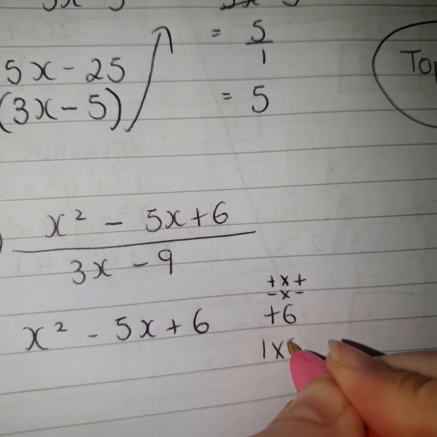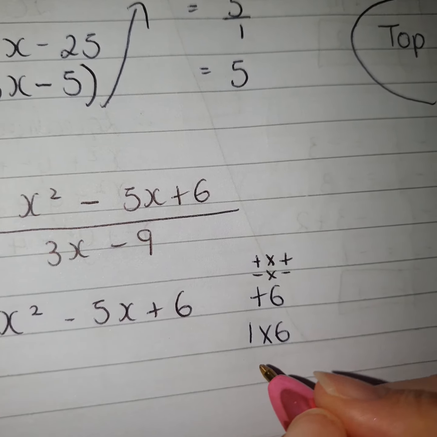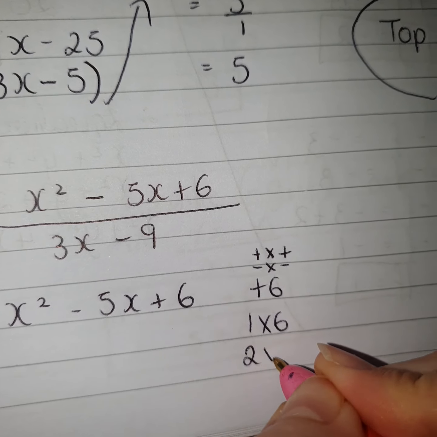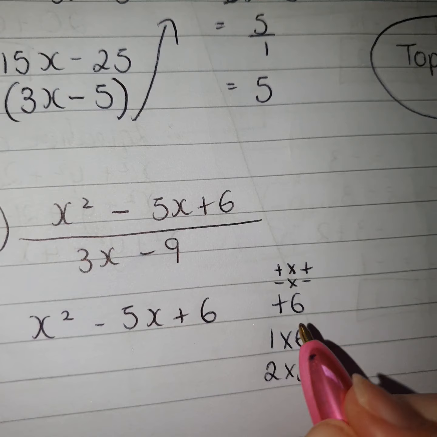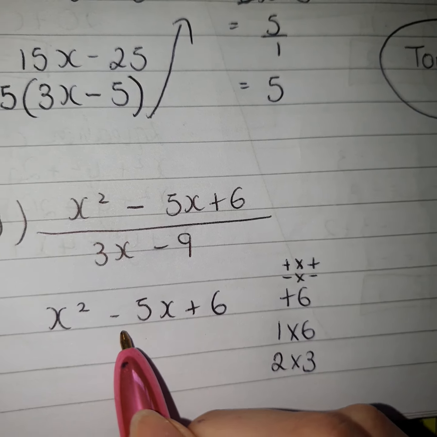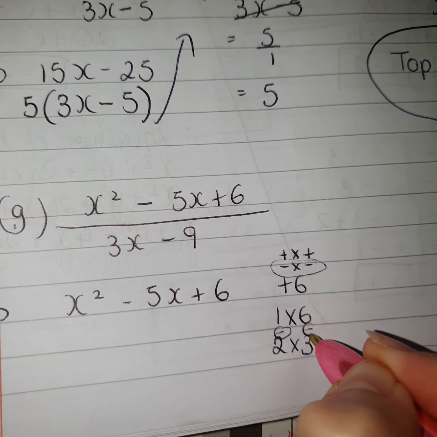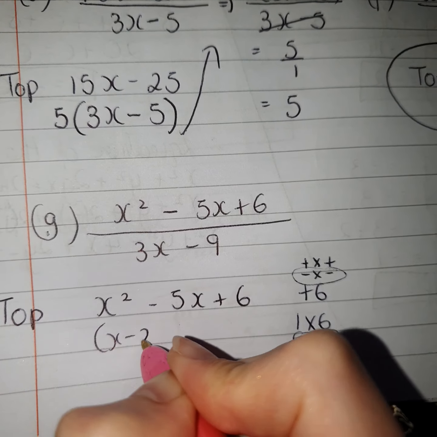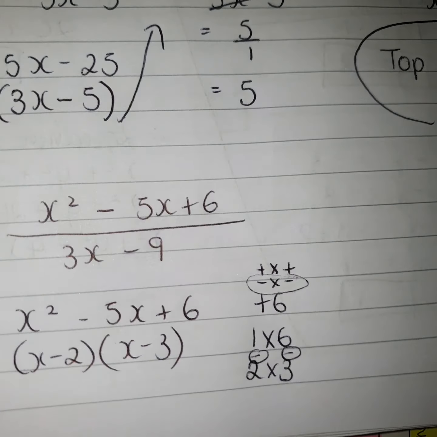So 1 times 6. 1 times 6 is 6. 6 plus 1, does that give me 5? No, it doesn't. It gives me 7. Let's go again. 2 multiplied by 3 will give me 6. 3 plus 2, will that give me 5? Yes, it will. What sign is in front of the middle term? It's a minus, so I'm taking the 2 minuses. So minus, minus. So we'll have x minus 2 and we'll have x minus 3. Okay, so that's factorising the top line.